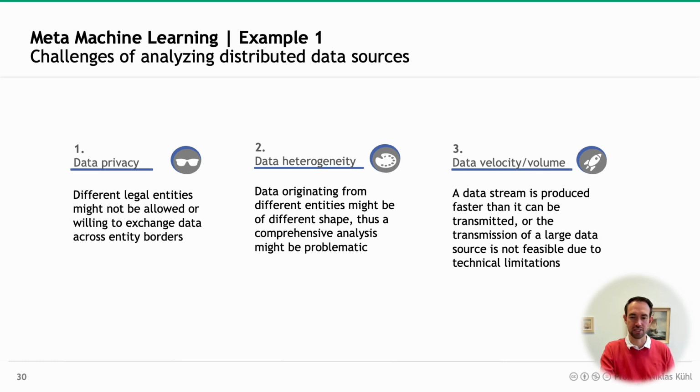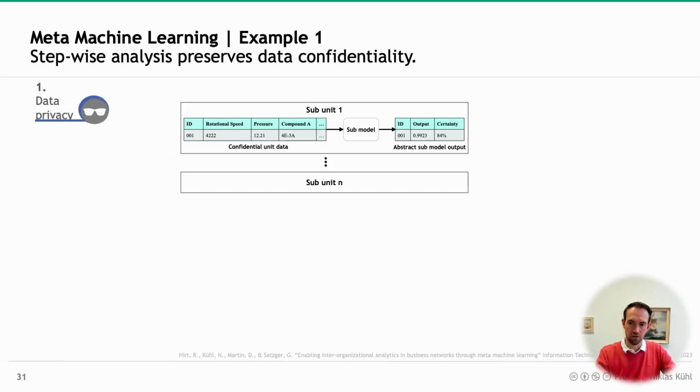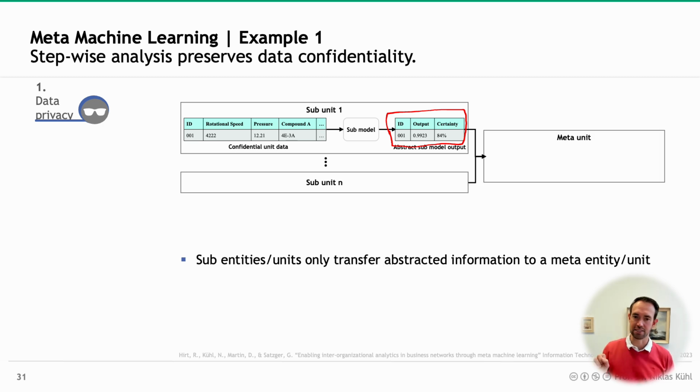And let's go through those challenges one by one for this case of the production line, where we utilize now a meta learner. So first, data privacy. So you can see exemplary data over here, but each subunit only has access to confidential unit data. And the only output, again, that is seen is something like that. We have an ID, an output, and a certainty, right? A very abstract submodel output that is then being aggregated in the meta unit.